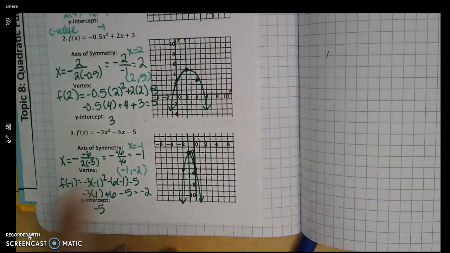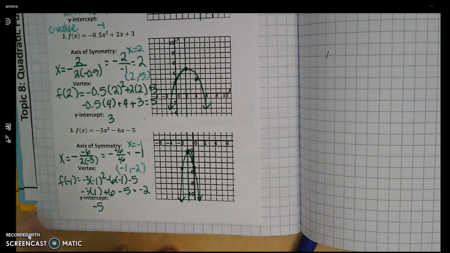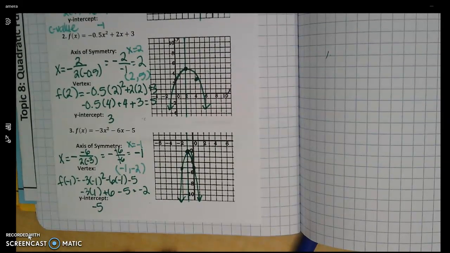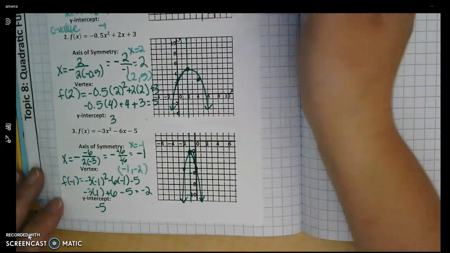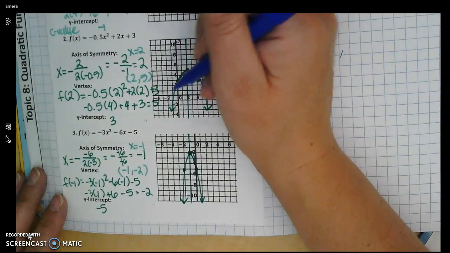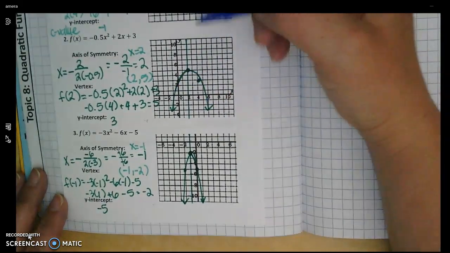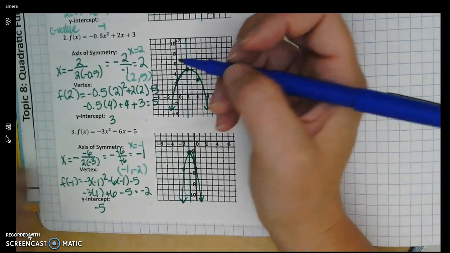This is what the axis of symmetry is, where your vertex is and your y-intercept and how you graph it. Now, if you want to get more accurate, which I do recommend, and I wish I would have done this earlier in this video, you could find another point on your parabola to see where it goes. The way that I can do that is I can just find another x value and graph it.